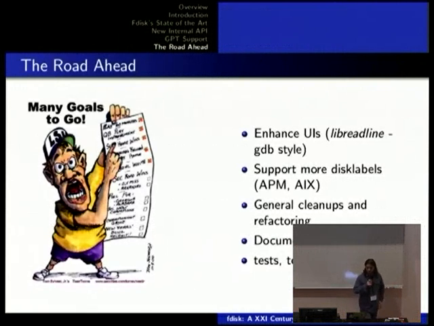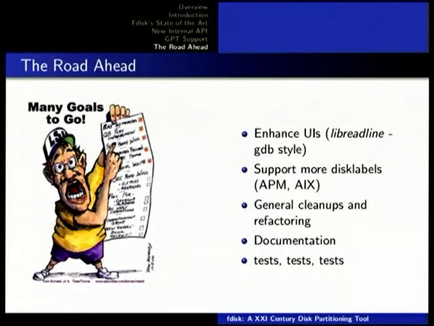Okay, so this is a start. There's still plenty to do. One to-do might be to enhance fdisk's user interface. I like GDB style libreadline with automatic completion. Support more disk labels. I'm planning, in the near future, as time allows, to implement Apple partition map. We also need AIX, and I'm sure there are plenty more.